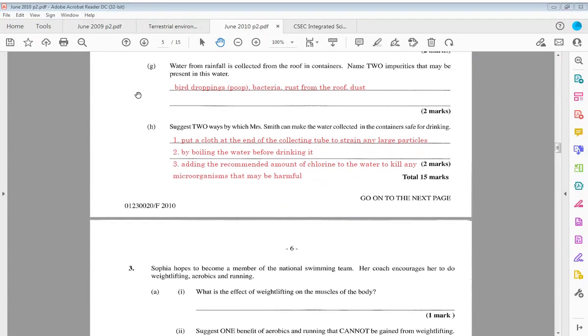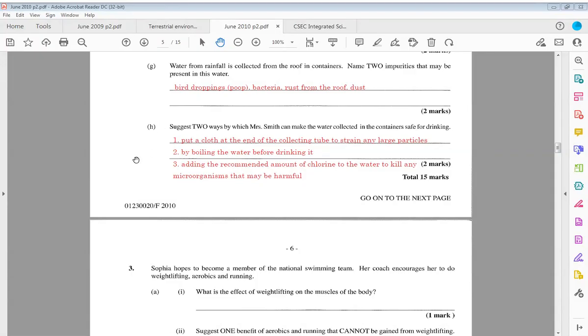Then G, water from rainfall is collected from the roof in containers. So name two impurities that may be present in the water. If you're collecting water from the roof, remember there could be bird droppings or any sort of microorganism that would be on the birds itself. We have bacteria, so that would fall in that. We also have rust from the roof, and there could be a lot of dust as well.